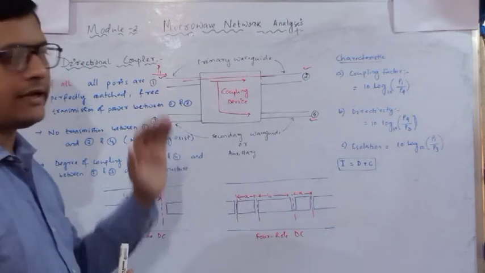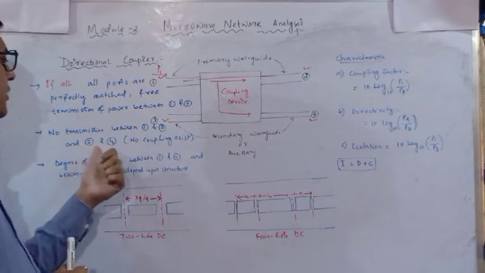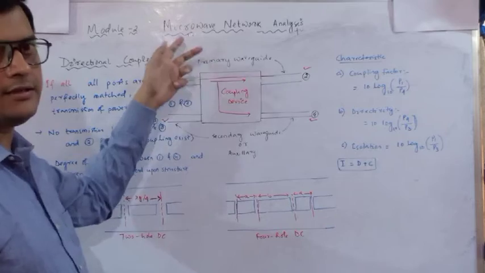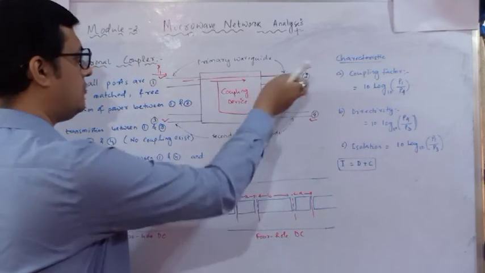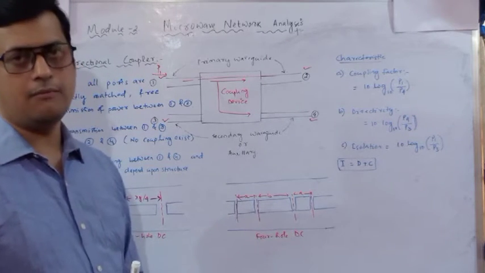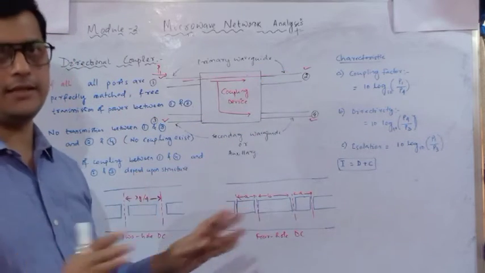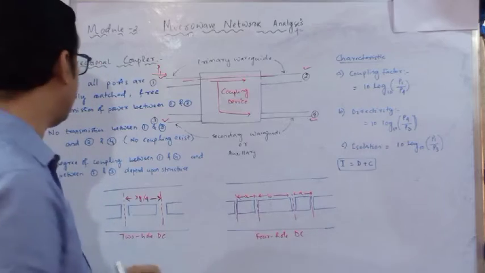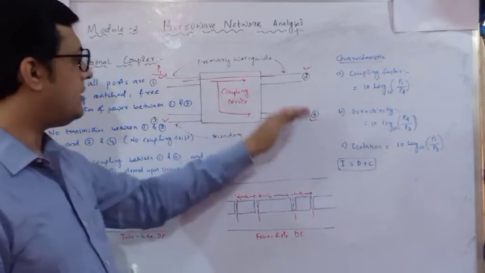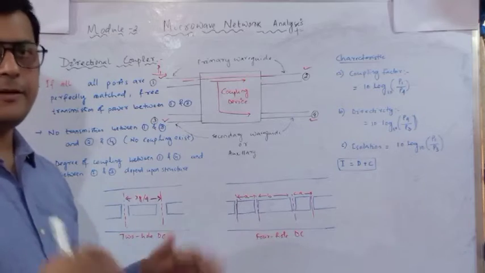Next, no transmission between 1 and 3 and between 2 and 4 means there is no coupling. That means S13 equals S31 equals 0, and S24 equals S42 equals 0. There is no coupling between these two pairs of ports, 1 with 3 and 2 with 4. There is no link between them. Then the degree of coupling will be measured between 1 and 4, or 2 and 3, depending upon the cross section.